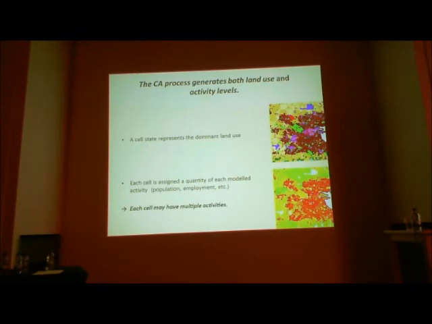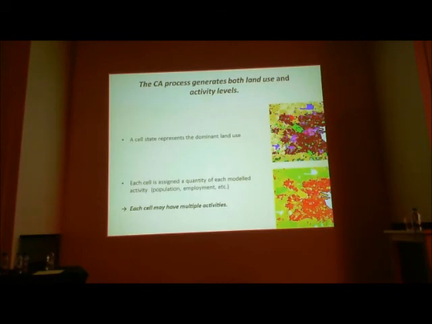So in fact, the cell state is a combination of the land use and this vector of different activities. And it's important to mention that each cell can have a number of different activities. It may be a residential cell, but in addition to people living there, it may also have jobs in the commercial sector, perhaps in the industrial sector, and so on. So we're into multiple activity, which is a surrogate for multiple land use states here.